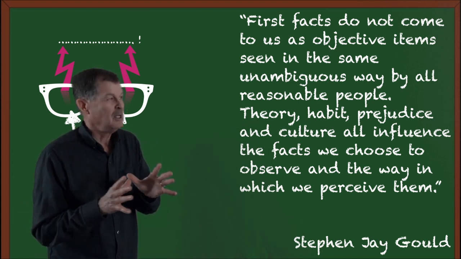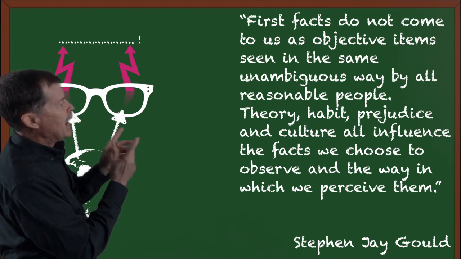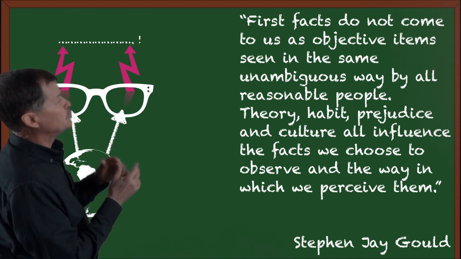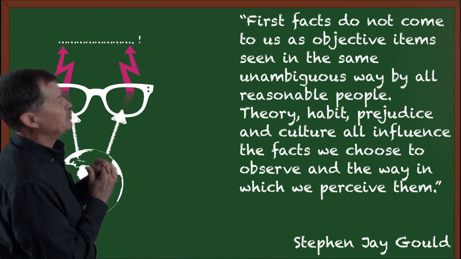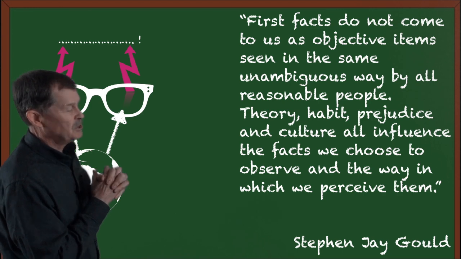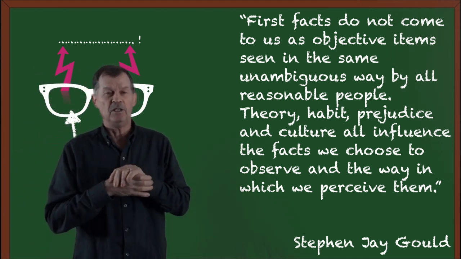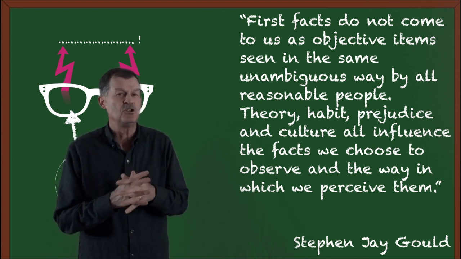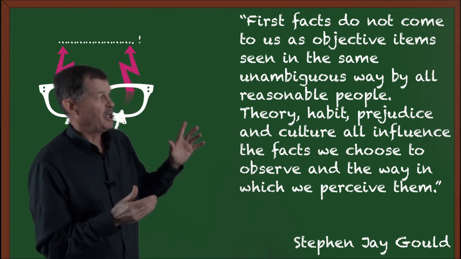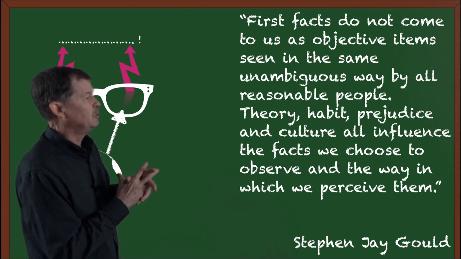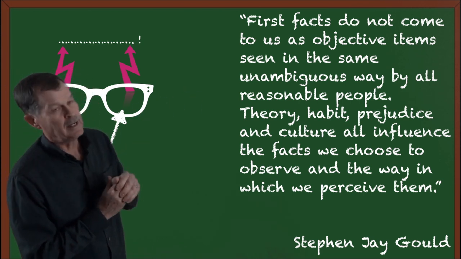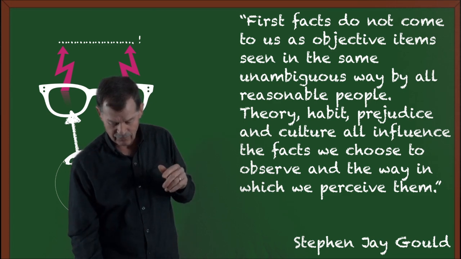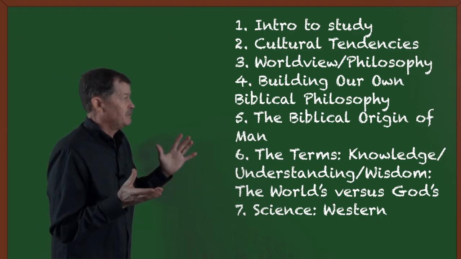Why? How's that? Well, then he goes on to say, "Theory, habit, prejudice, and culture all influence the facts we choose to observe and the way in which we perceive them." Perception. Stephen Jay Gould. That quote fascinated me because it opened the door for me. I understand culture, how culture influences the way I see things. But now Stephen Jay Gould gave some other categories to take a look at, including theory, habit, prejudice, and culture. We're going to go over those terms, how they look at it, and then I'll show you what I intend to go over.